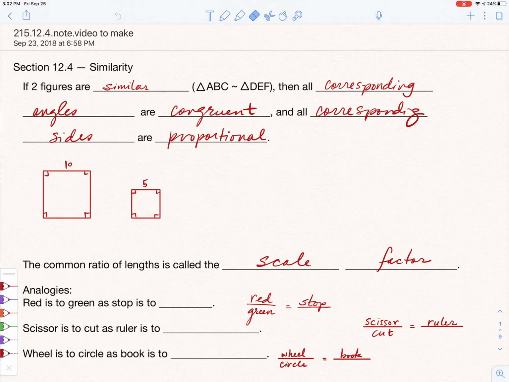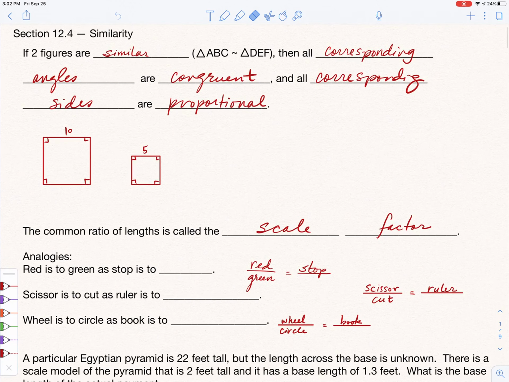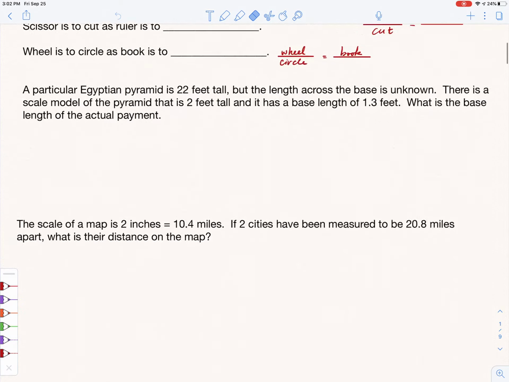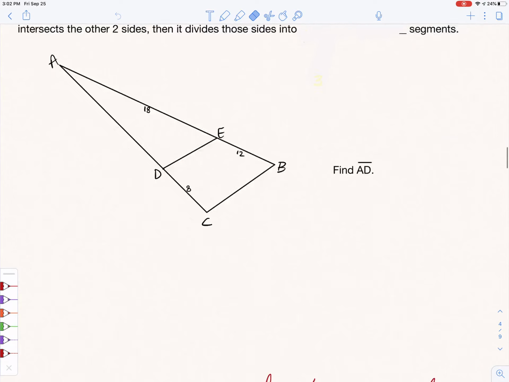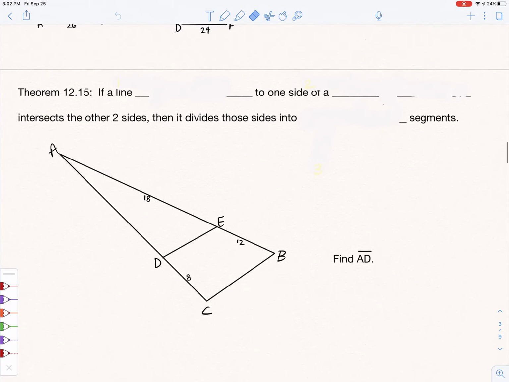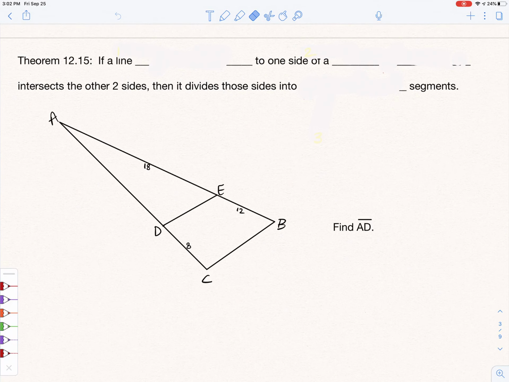Hey folks, so this is the second video in section 12.4 dealing with similarity. So if you go down just a couple of pages till you reach theorem 12.15. So let's go through this theorem.